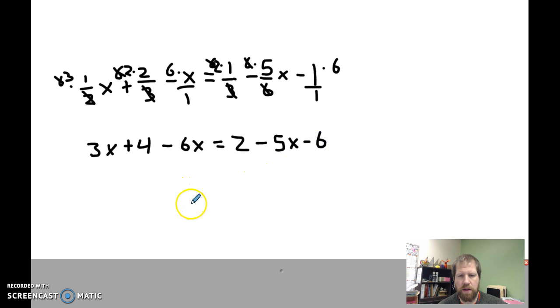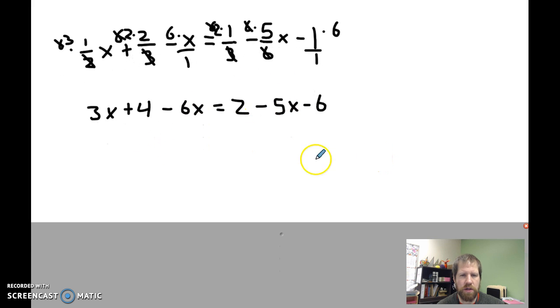Alright, and now I'm back to my multi-step equation with variables on both sides and constants on both sides. So I have 2 variable terms over here. I'm going to move this variable term over. I've got 2 constant terms over here. I'm going to move this constant term over there. So minus 4 plus 5x. Whatever I do to this side, I've got to do this side. Minus 4, same thing over here, and plus 5x.